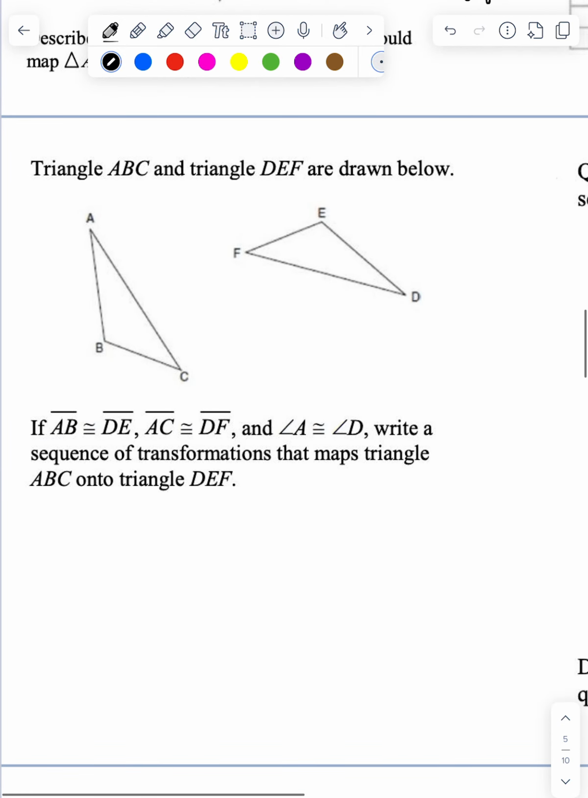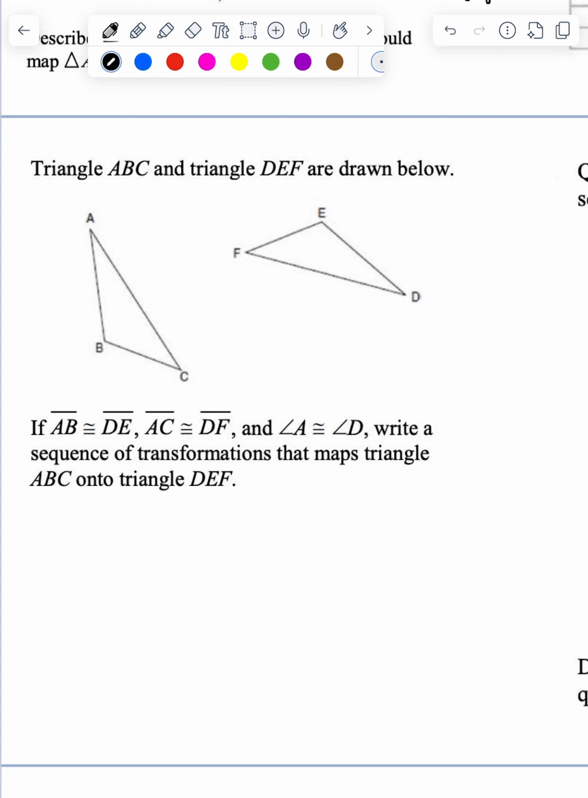Okay, this one over here is a little bit different because this time we are not talking about a sequence of transformations on the grid. This time we have off the grid, so it's going to be a little bit more tricky to fully describe how to get one triangle onto the other. So I'm trying to map triangle ABC onto triangle DEF.